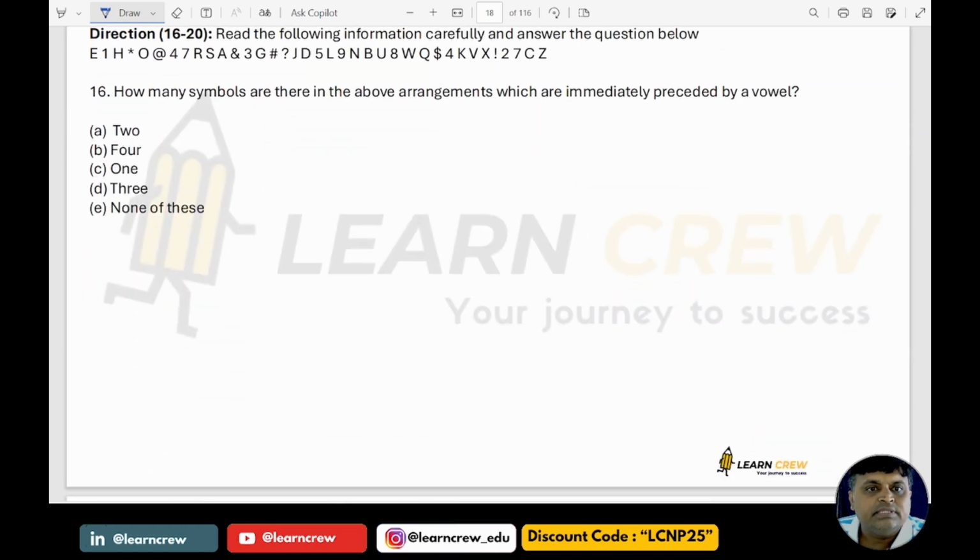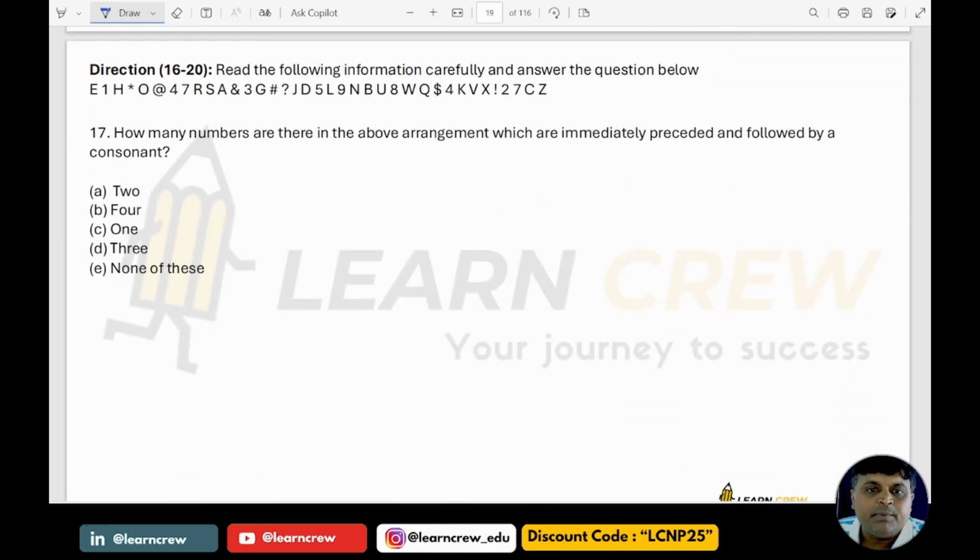Next, there is a sequence given. How many symbols are there in the above arrangement which are immediately preceded by a vowel? So you can say here one is symbols preceded by vowel. This one, and the other where you have symbols preceded by vowel. So you have two here.